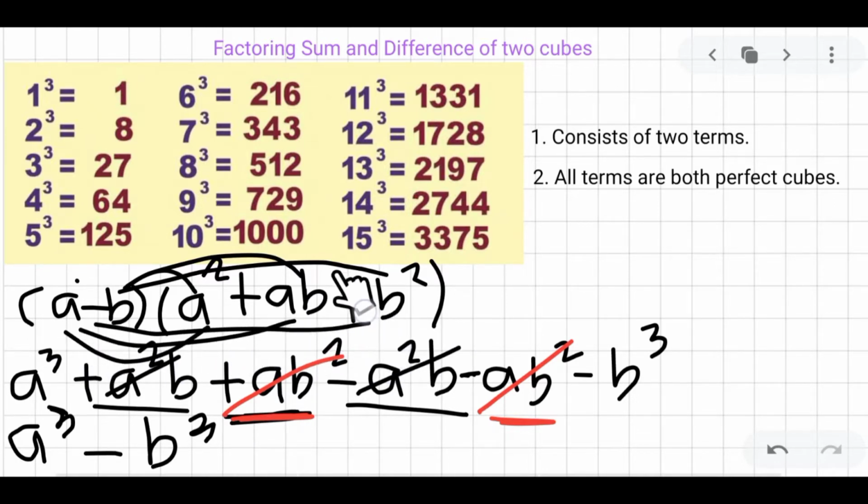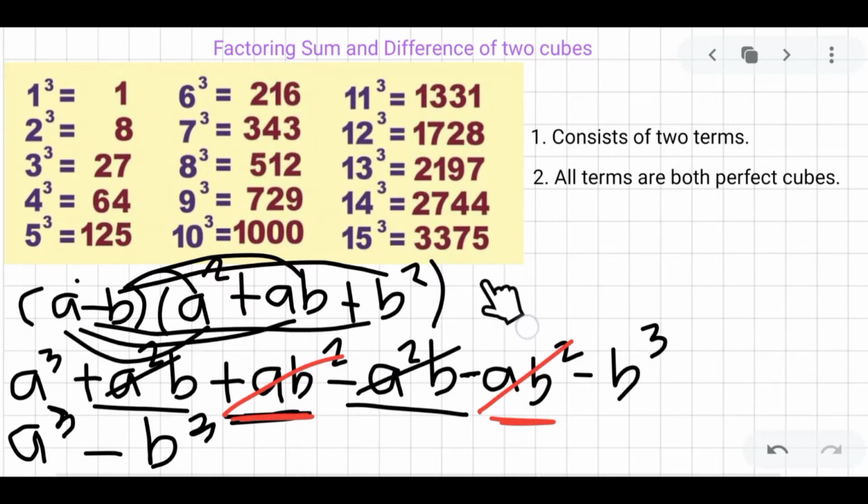Okay, and then, kapag negative to, tandaan ninyo, kapag negative ang gitna, lahat ng factors sa kabila ay all positive. And then, the second one is negative. Ito yung kailangan yung tandaan. Kapag nagpa-factor tayo ng sum and difference of two cubes, is this format. Kasi later on, we will use it.